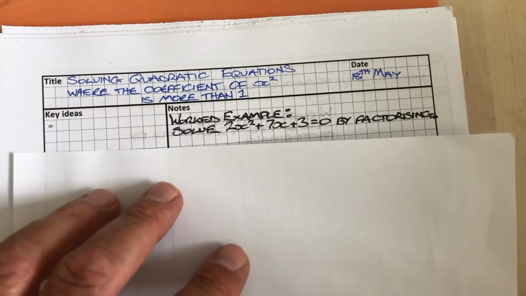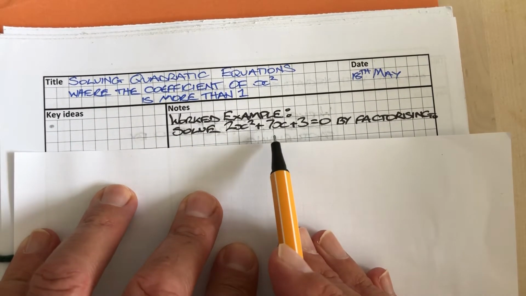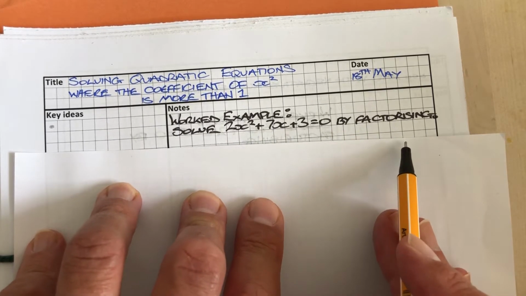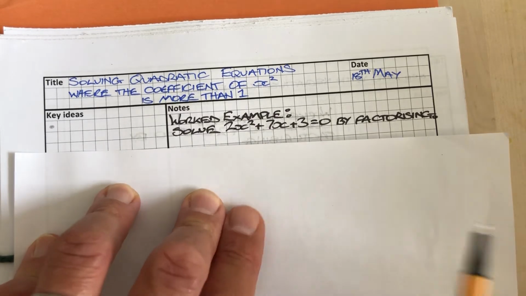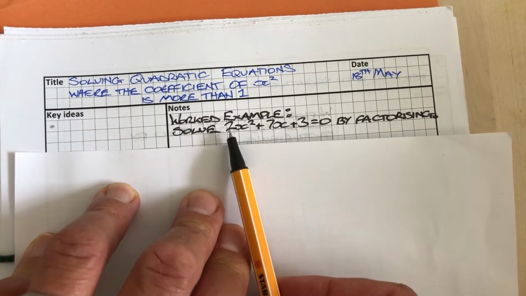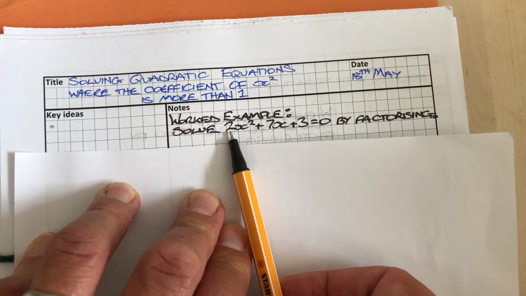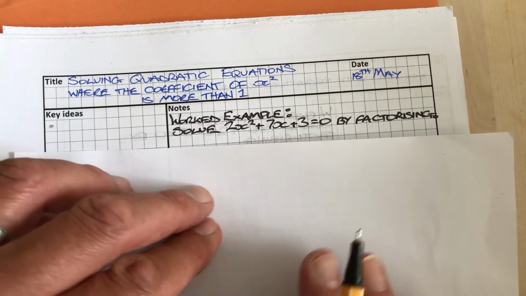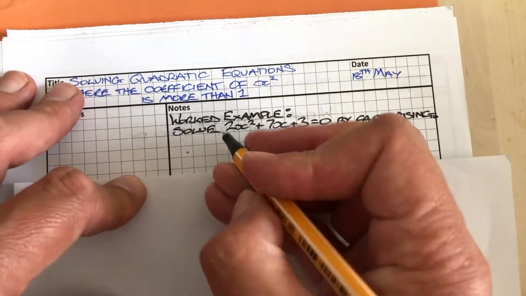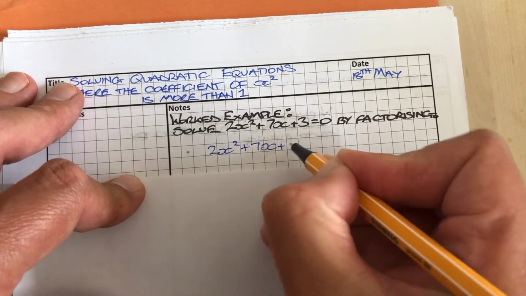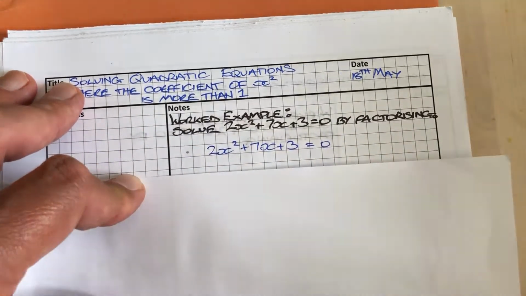So here's an example. Solve 2x squared, add 7x, add 3 equals 0 by factorising. Again, the question is telling us what we need to do. This is the same as the last lot, no negatives though, so that's easier. The only difference is that there's a 2 here. The coefficient of x squared isn't 1, it's 2. So, how am I going to go about that? Well, as before, I'm going to pull from the question the equation.